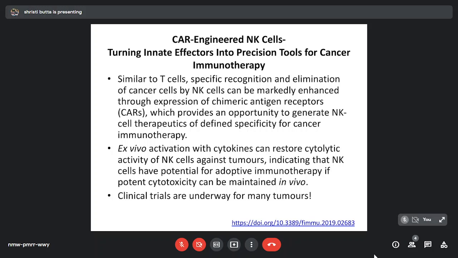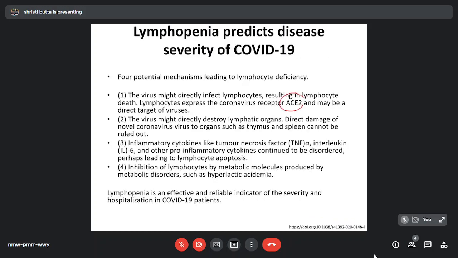These lymphocytes express coronavirus receptors, that is the ACE2. It is important to know that. When these lymphocytes express coronavirus receptors, they are susceptible to attack by COVID-19, and that may be one of the reasons why lymphopenia occurs in patients with COVID-19. The virus might directly destroy the lymphatic organs.